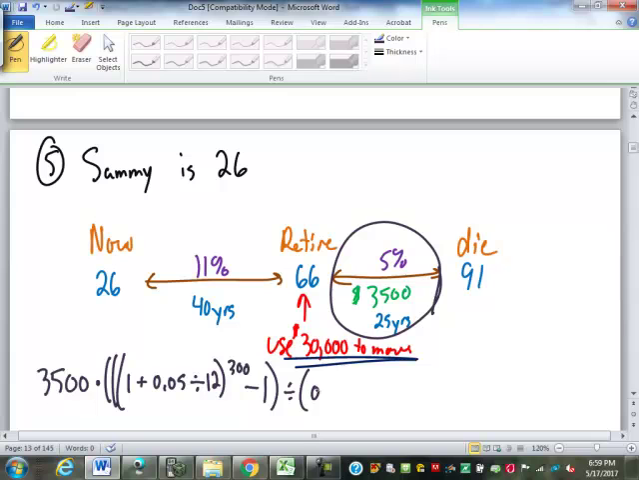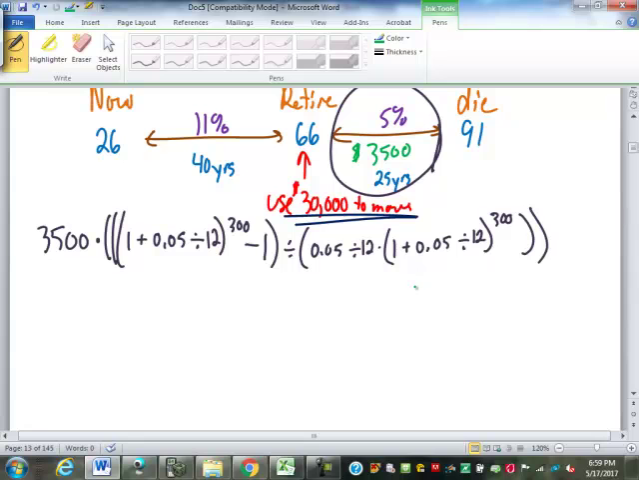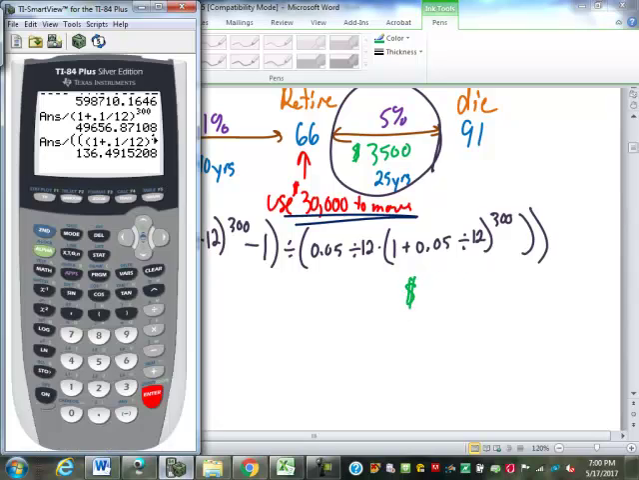Okay. Yep. Open. 1 plus. Perfect. Now we can close and close. Remember, when we're drawing out, we always have that extra term there. So this is going to give us how much Sammy needs at 66 to cover her retirement.